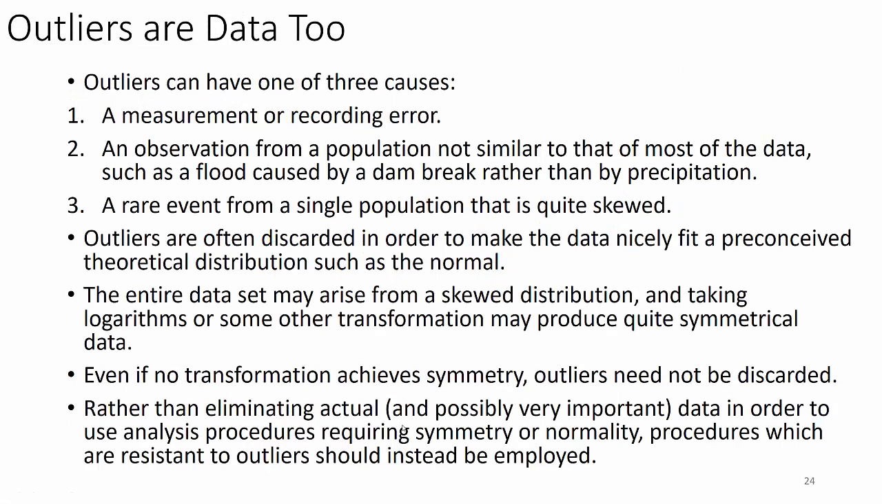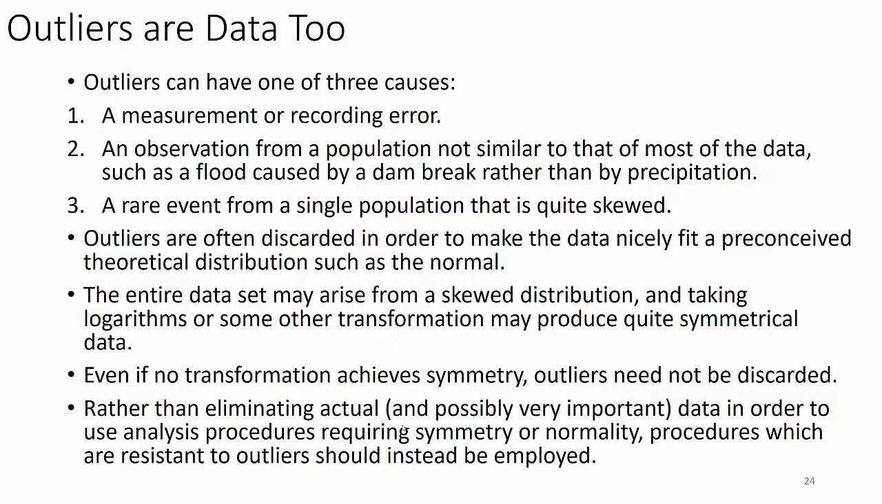Outliers can have one of three causes. First, measurement or recording error. You'll see that in your rainfall data where you have 999 or negative 999s. Those are measurement errors. That's the actual indication from the system that it's got a measurement error. Second, an observation from a population not similar to that of most of the data, such as a flood caused by a dam break rather than by precipitation, something weird happens. Third, a rare event from a single population that is quite skewed.